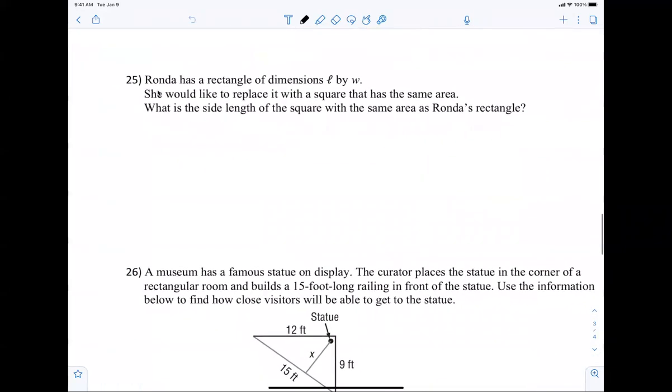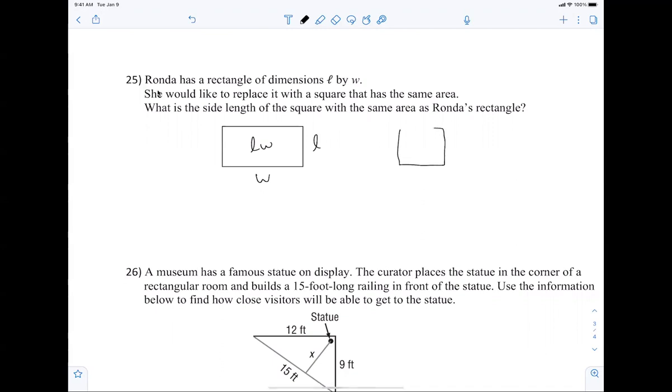Rhonda has a rectangle of dimensions length by width. So basically what I would do starting this out is I would just say this is length and this is width, correct? She would like to replace it with a square that has the same area. So what's the area of this rectangle? The length times the width. So the area is LW, right? So we want the square to have the same area.